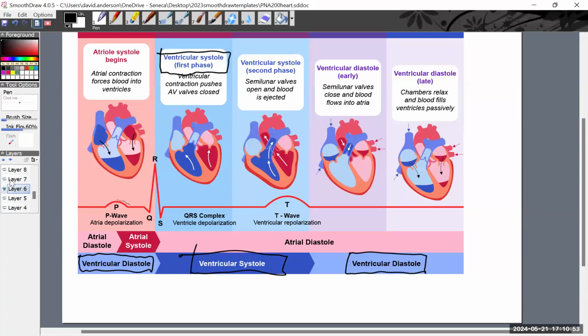Okay, how are we doing with this? Are we okay? We seeing how this develops? Yeah.